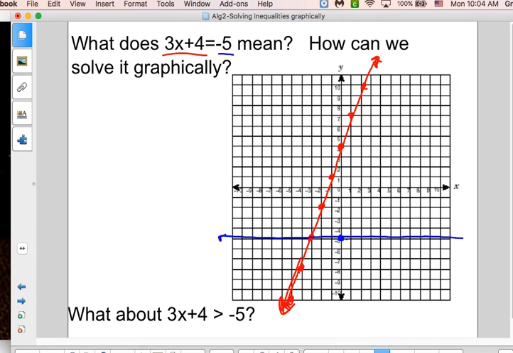So rather than think of this algebraically, we're thinking of this as two separate graphs, two separate equations, and we're comparing them. And we want to know, when does 3x plus 4 equal -5? So we have our left side, and we want to know when it equals the right side. If you're looking at two graphs and you're looking for where they're equal, how would that appear on the graph? Where do they equal each other?